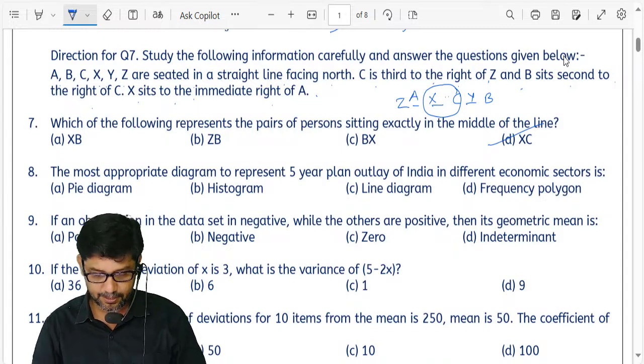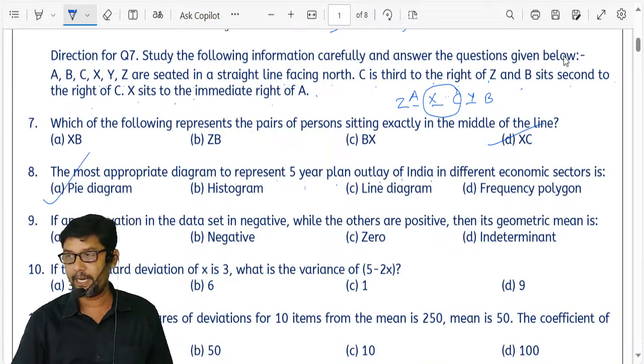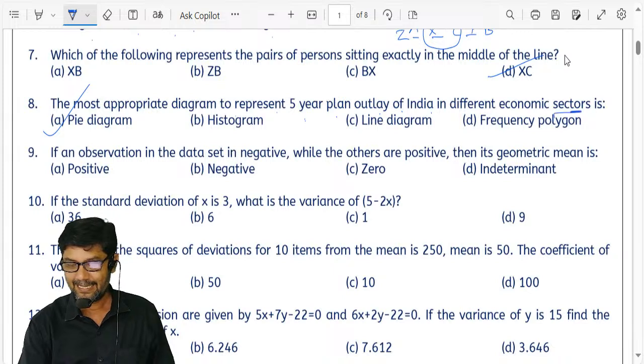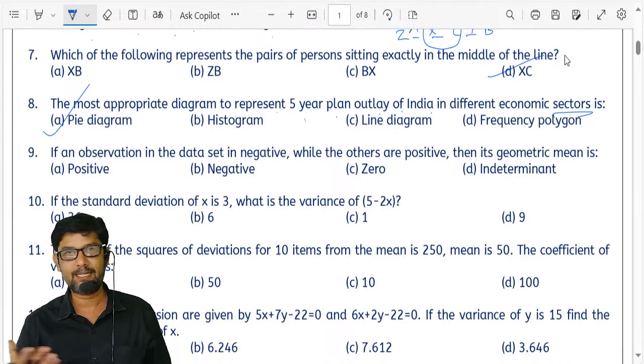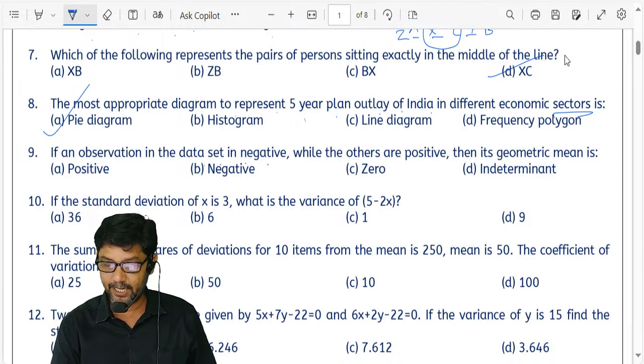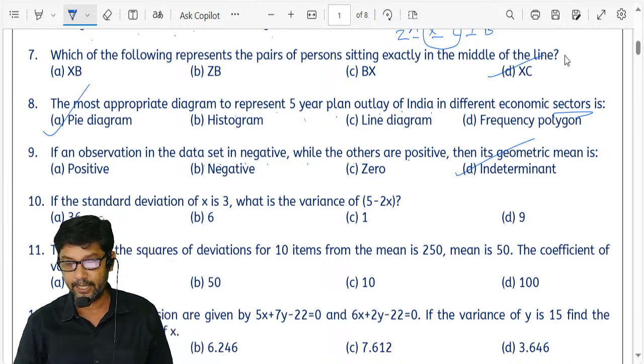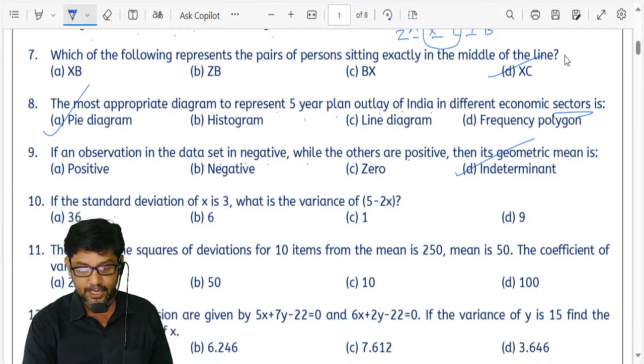Next. The most appropriate diagram to represent the 5-year plan outlay of India in different economic sectors: pie diagram. See, sector itself is a hint, my dear. Sectors are in pie diagram only. If one observation in the data set is negative, while the others are positive, then the geometric mean is indeterminate. Next, if the standard deviation of x is 3, the variance of x is 9.